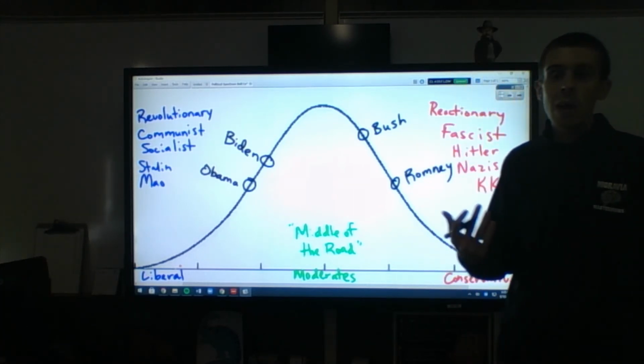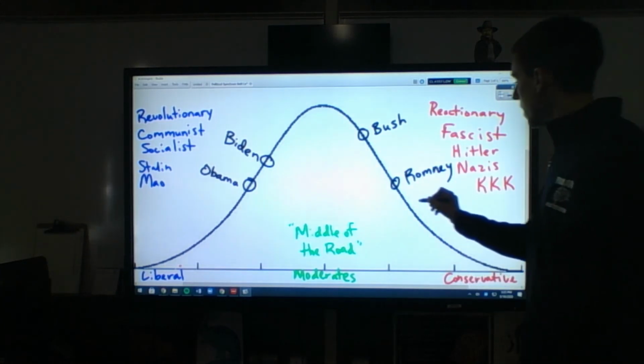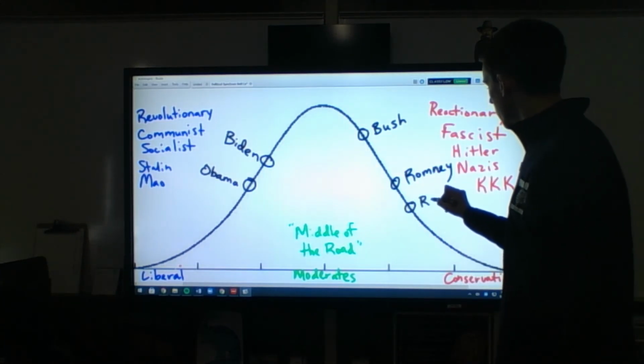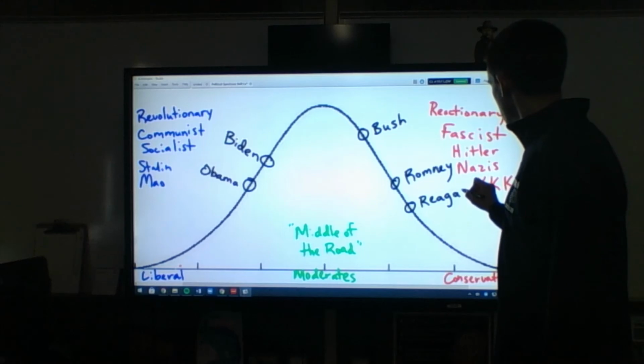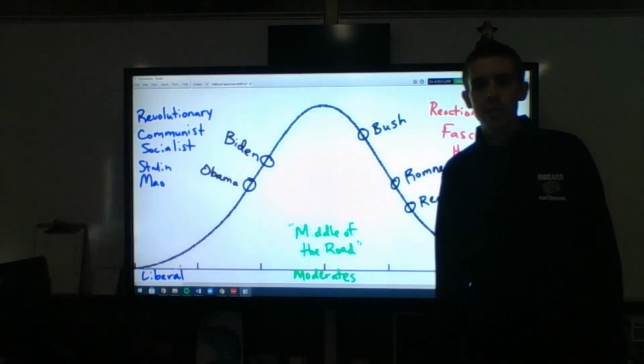And you could even say Ronald Reagan. He's relatively recent enough, and he'd be even more conservative, I think. So Ronald Reagan belongs down there.